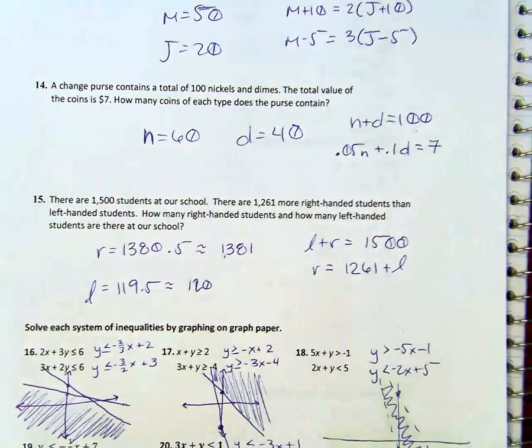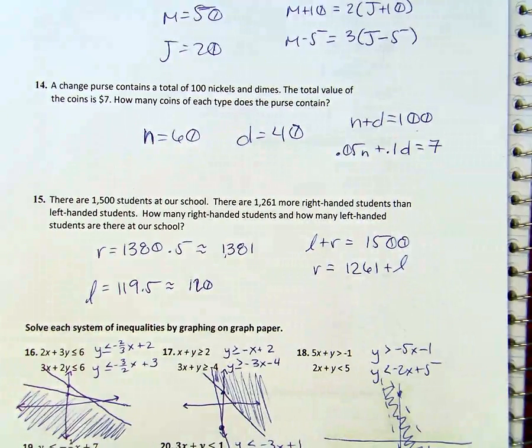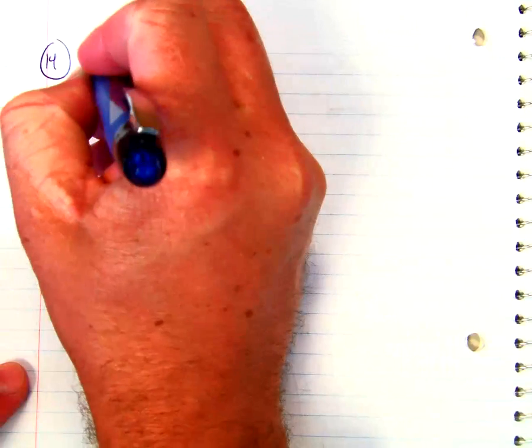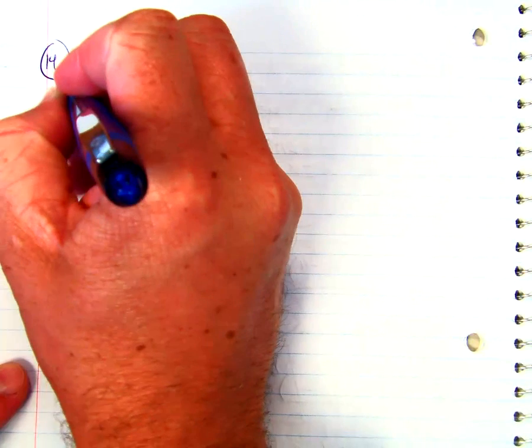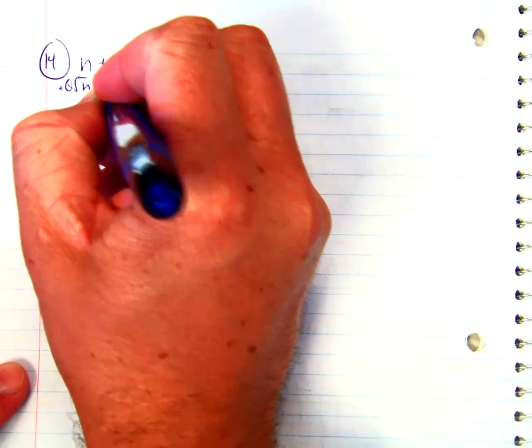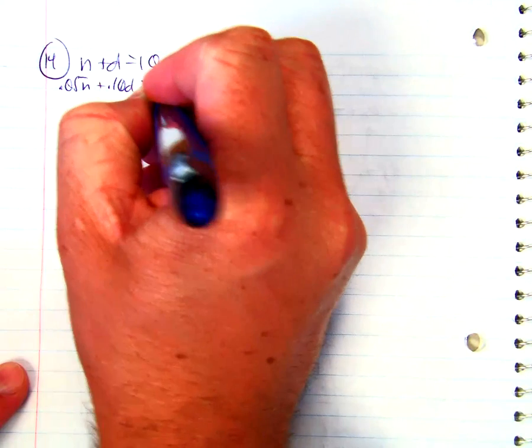As far as solving them, it's entirely up to you what method you choose to use. I would suggest using elimination here. So let's rewrite these equations and show how you would solve that. All the nickels and all the dimes make 100 coins. 5 cents for each nickel, 10 cents for each dime makes $7.